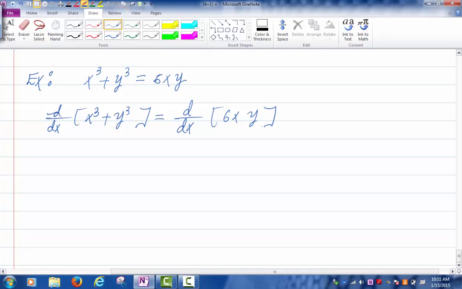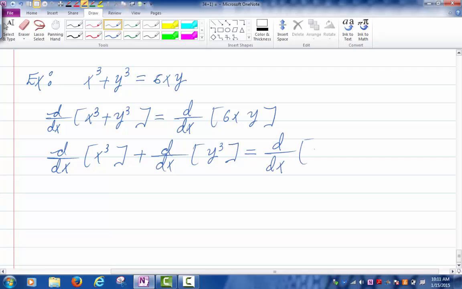So what's the derivative of x cubed with respect to x? Let me write one more line. So I have this plus the derivative with respect to x of y cubed, which equals the derivative with respect to x of 6x times y, right? Of course, the derivative of x cubed is going to be 3x squared, as you said. Plus, now you're taking the derivative of y cubed with respect to x.